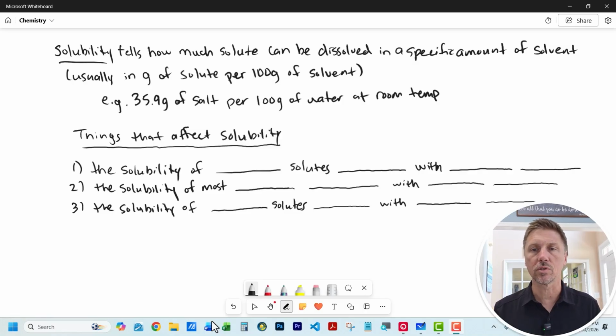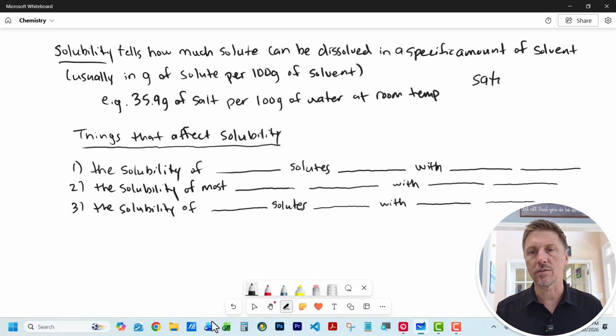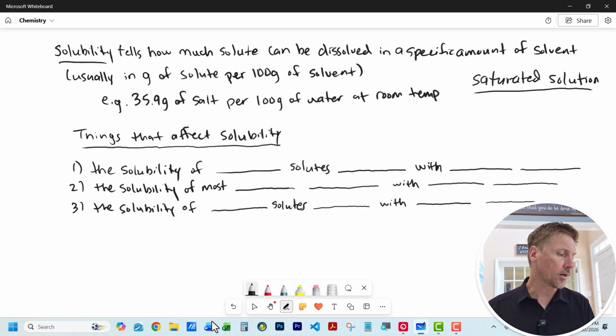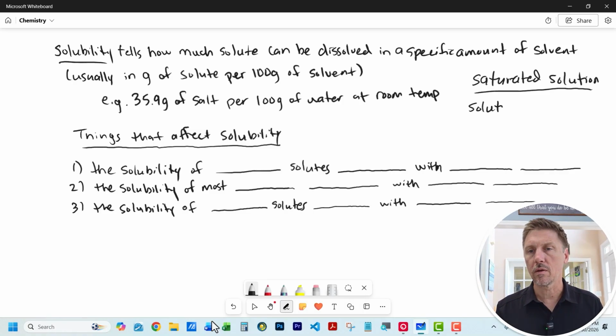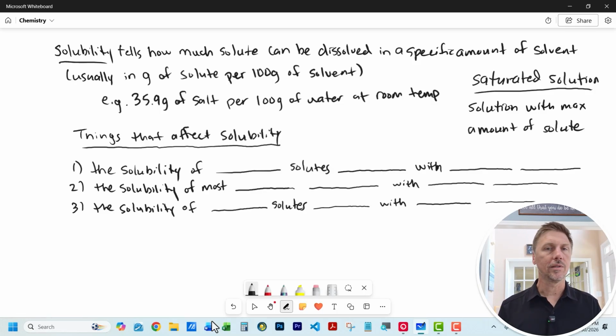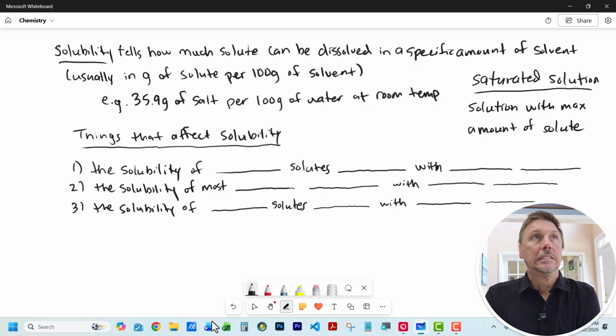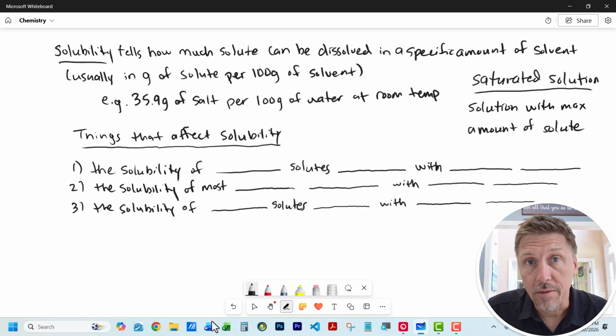When a solution has hit its max amount of solute, we call that a saturated solution. So once you have a saturated solution, you're not going to be able to get more solute in there. A saturated solution is a solution with the max amount of solute. All right, you're not going to get any more in there if conditions stay the same. Let me say it that way.